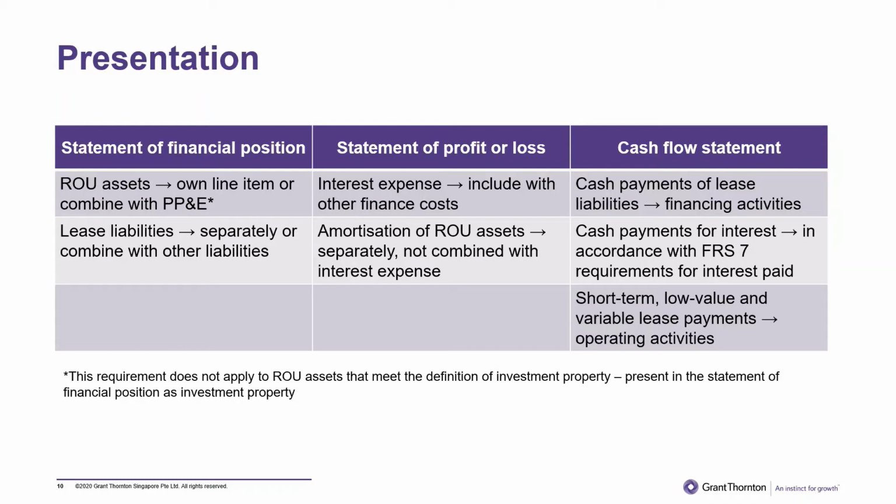So to the extent it relates to lease liabilities, that is financing activities. To the extent it's for interest, it can either be operating or financing depending upon how you've done it in the past. Low value and short-term leases, you still consider them to be part of your operating activities. So as you can see, three out of the four primary statements will have some level of impact on the way you present your financial statements.